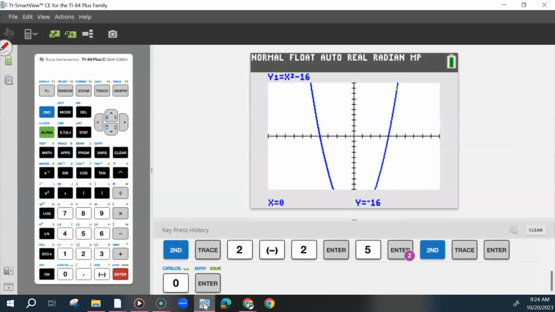So in your graph you can't see it, but if I were to go down, it would eventually cross the y-axis somewhere down here. Questions on how to find the x and y intercepts in the calculator?